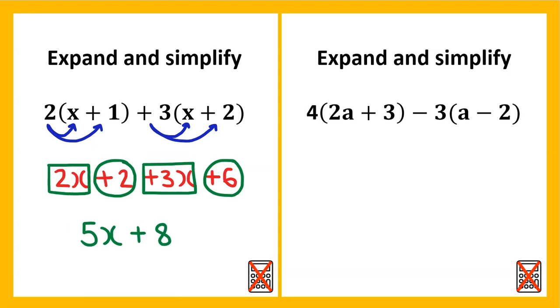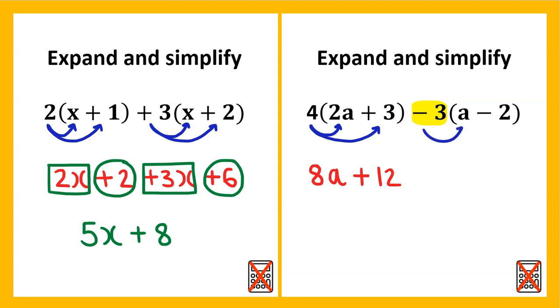On to the second question. 4 multiplied by 2a is 8 lots of a. 4 multiplied by positive 3 would give us plus 12. Now with the single bracket on the right hand side, we actually have negative 3 in front of the bracket. Always attach the sign that's in front of the number.